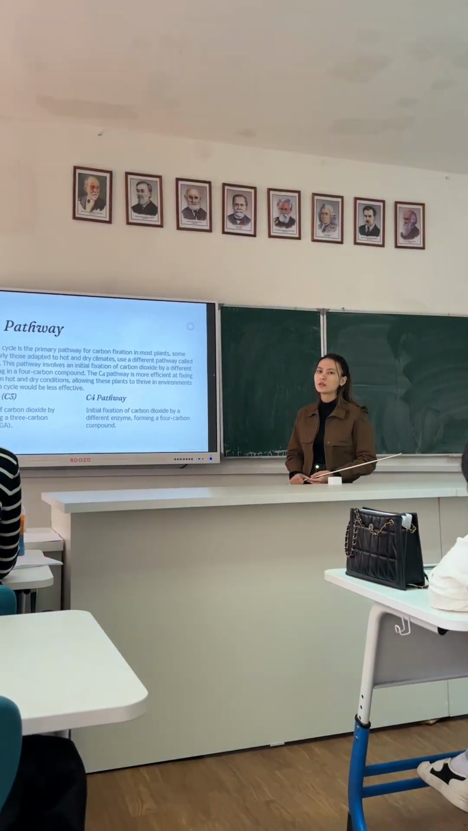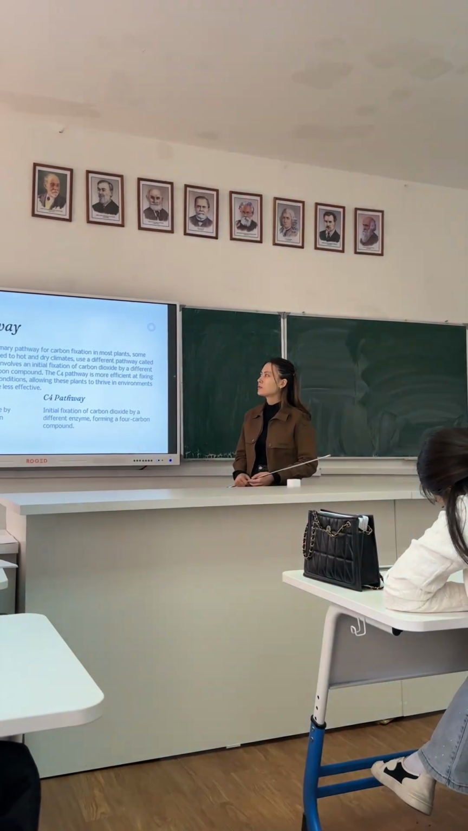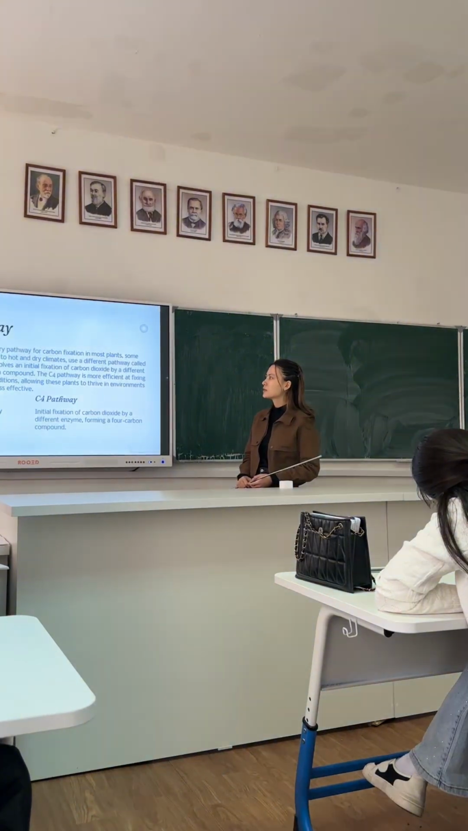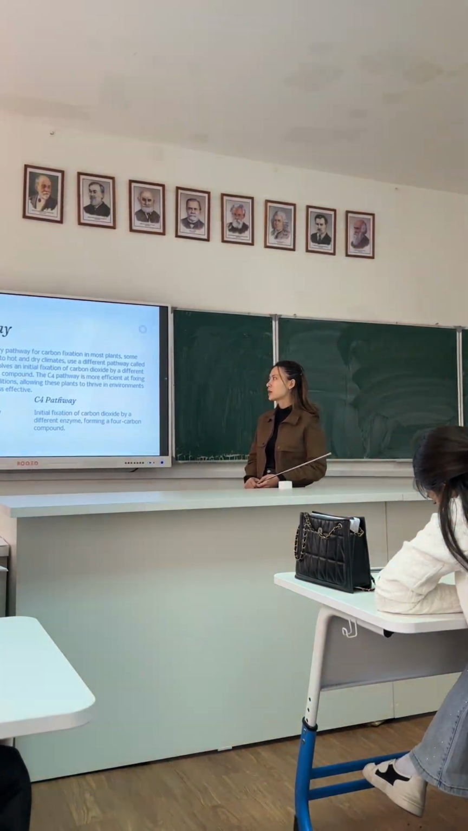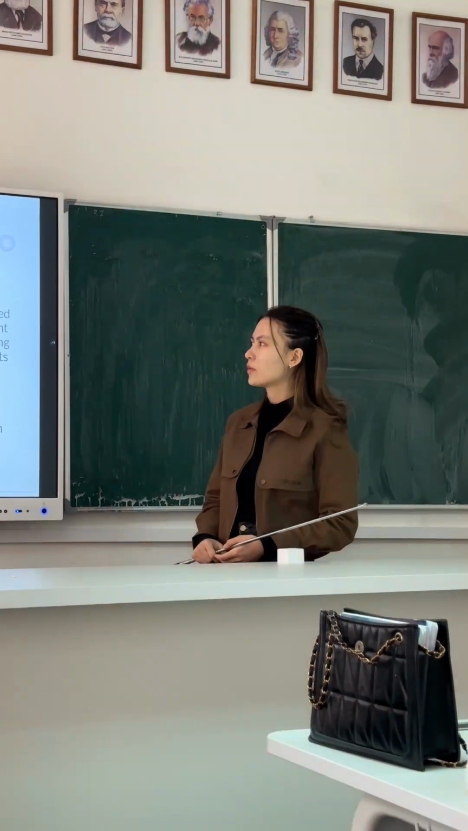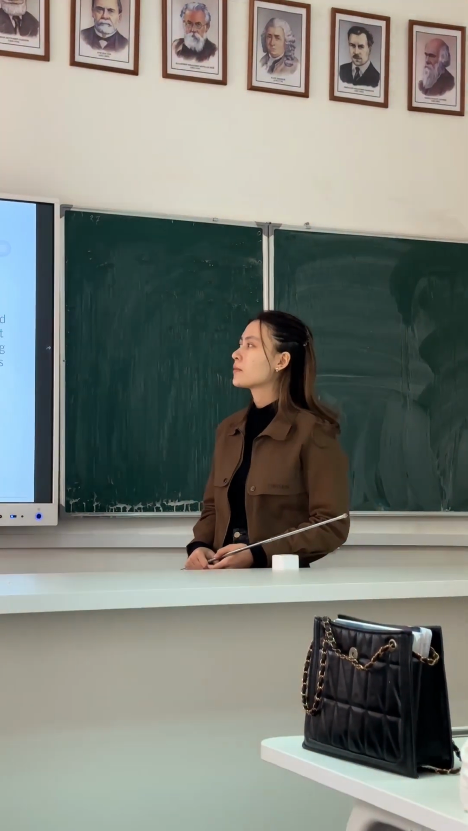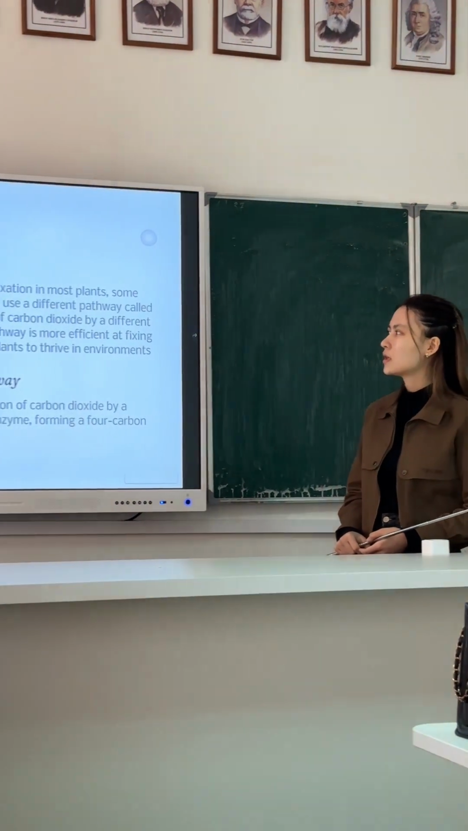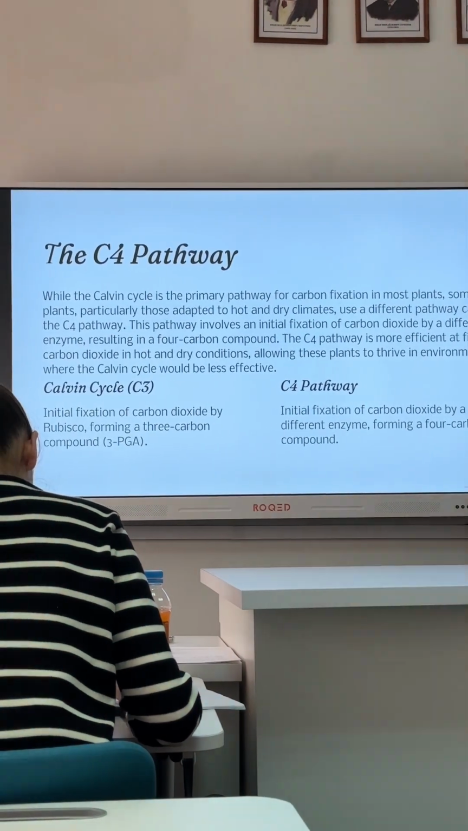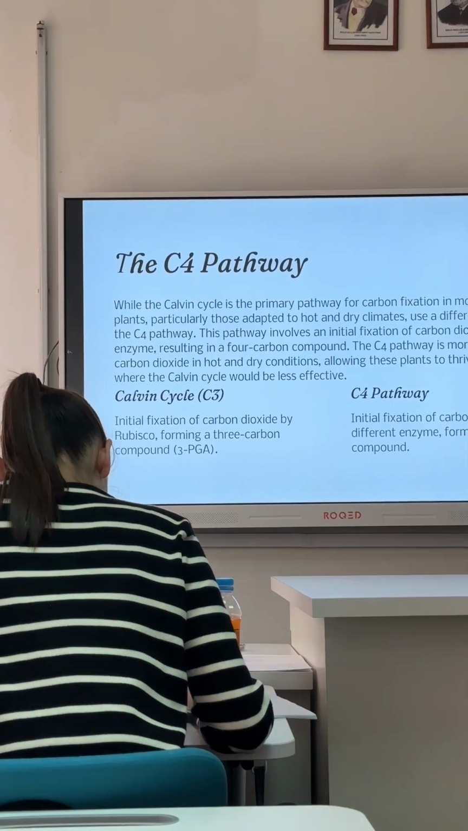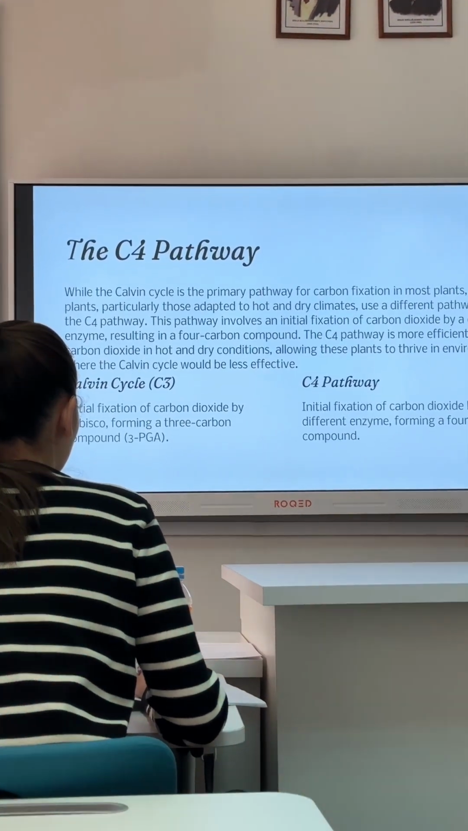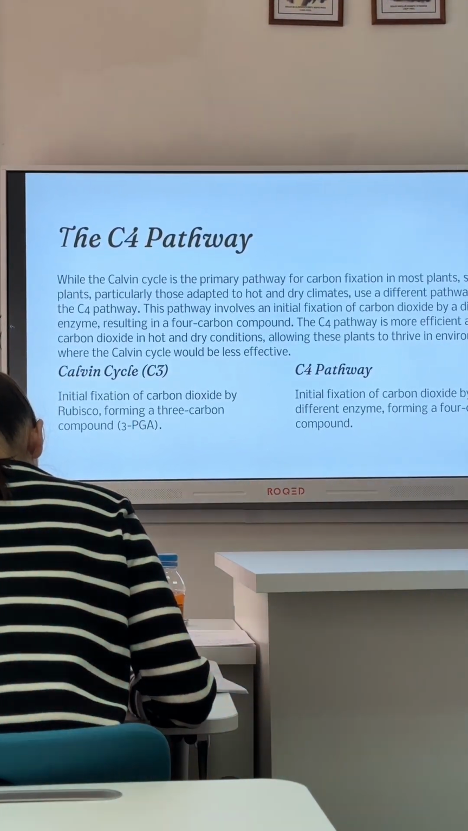Also, we have the C4 pathway. While the Calvin cycle is the primary pathway for carbon fixation in most plants, some plants, particularly those adapted to hot and dry climates, use a different pathway called the C4 pathway. This pathway involves an initial fixation of carbon dioxide by a different enzyme, resulting in a 4-carbon compound. The C4 pathway is more efficient at fixing carbon dioxide in hot and dry conditions.